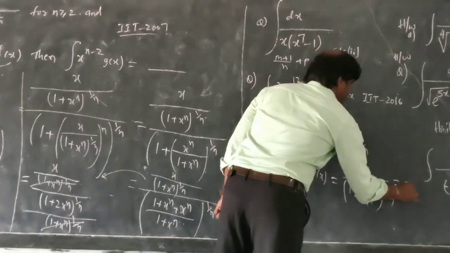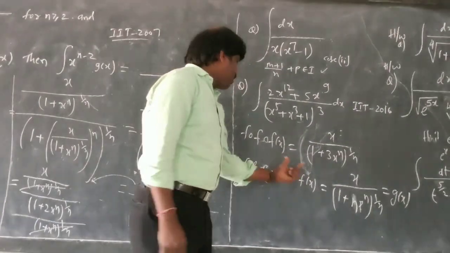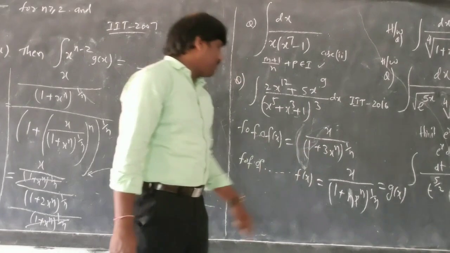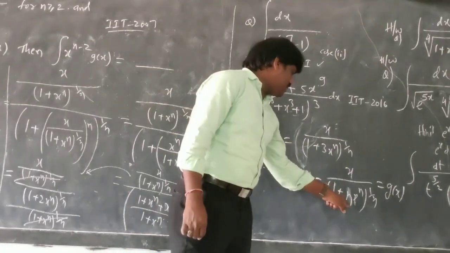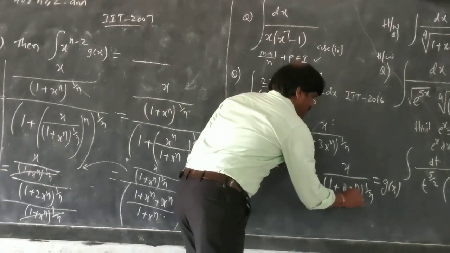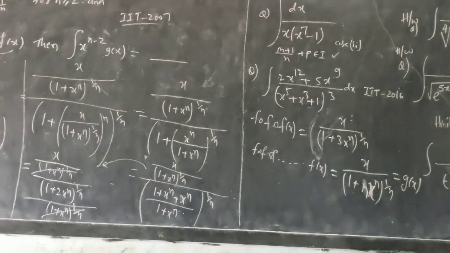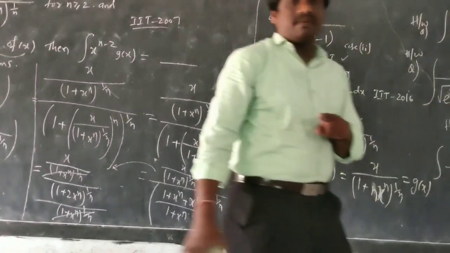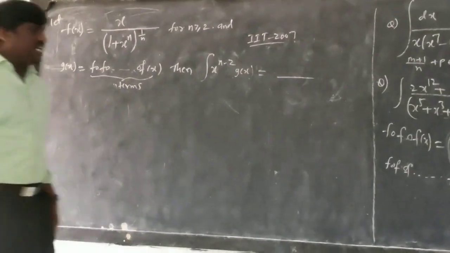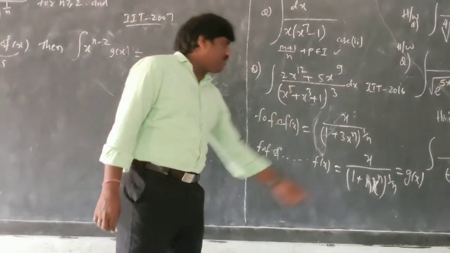This is g circle x, this is g of x, the g function. So you have 3 times, you got 3 here as the multiplication. You have n times, which means n is the multiplication, nx power n. This is g of x. Now we will find the complete answer. So g of x, you got this one.